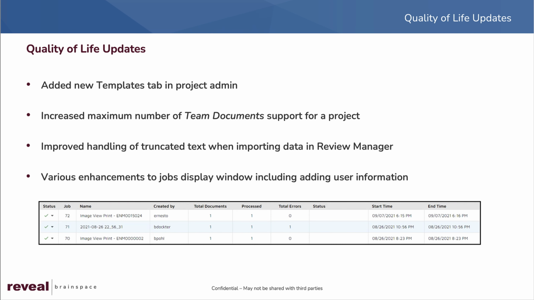From a quality of life standpoint, we mentioned previously that we have a new Templates tab within the Project Administration section of Reveal. Our plan is to continue to add new template features within this new tab in future releases. We have also increased the maximum number of team documents that are supported for a project. We've improved our handling of truncated text when importing data into the Review Manager. Finally, we've made some updates to our job display, allowing you to now view the user who submitted a job.